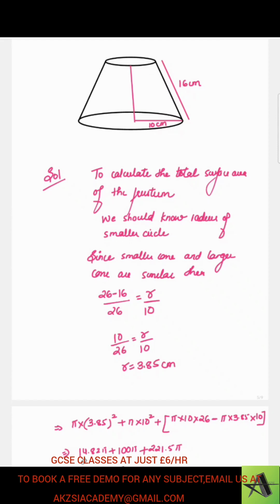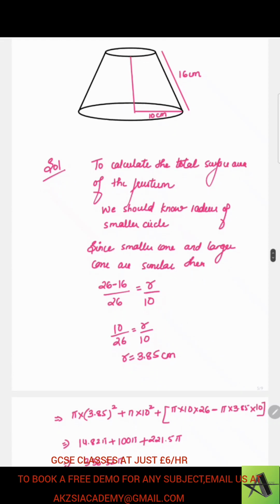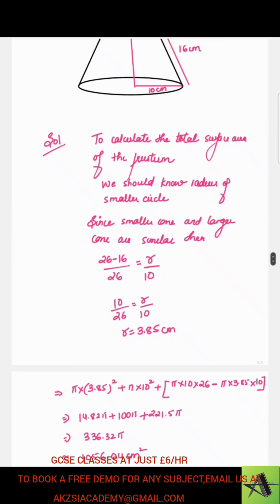If you solve all of these together, you will get the total surface area of this frustum. So you can clearly see I have written that this is the area of the upper circle, this one 14.82 pi. 100 pi is the area of this bottom circle, and 221.5 is the area of the curved part, which will give you 336.32 pi. This answer is in terms of pi. If we multiply the pi, we'll get the answer as 10560.04 centimeters squared. So this would be your final answer.